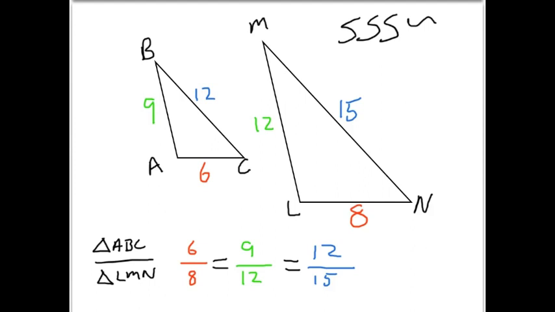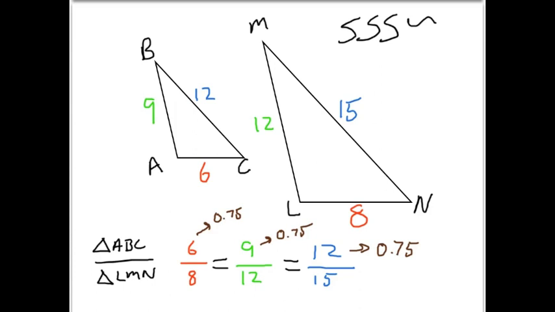If you take the red fraction 6 and 8 and plug that into your calculator, 6 divided by 8 is 0.75. 9 divided by 12 is also 0.75. And 12 divided by 15? You guessed it, 0.75. And so that means all three pairs of sides are proportional, because 6 divided by 8 is equal to 9 divided by 12 is equal to 12 divided by 15. So that's SSS similarity.